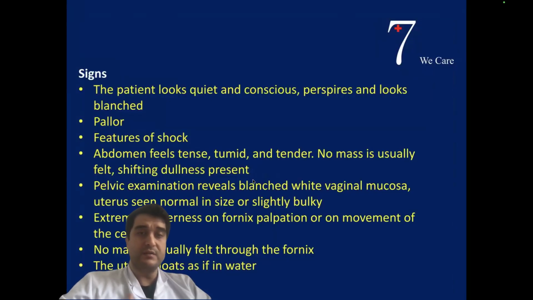Signs: the patient is talkative and conscious, perspires and looks blanched. Pallor, features of shock, abdomen feels tense, tympanitic, and tender. Pelvic examination reveals blanched, white vaginal mucosa. Uterus seems normal in size or slightly bulky. Extreme tenderness on fornix palpation or on movement of the cervix. No mass is usually felt through the fornix. The uterus floats as if in water.